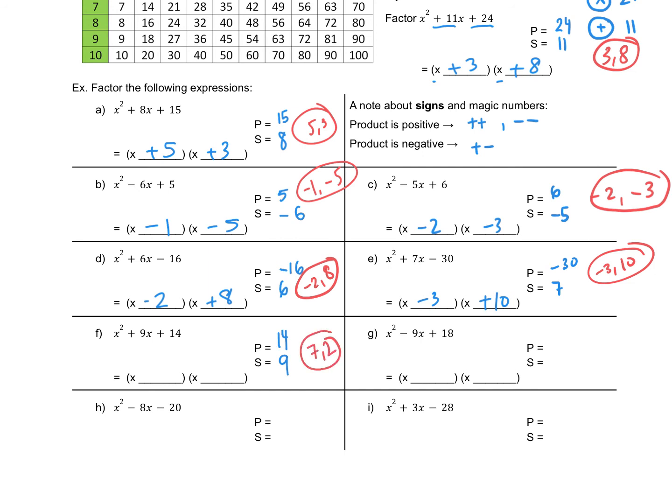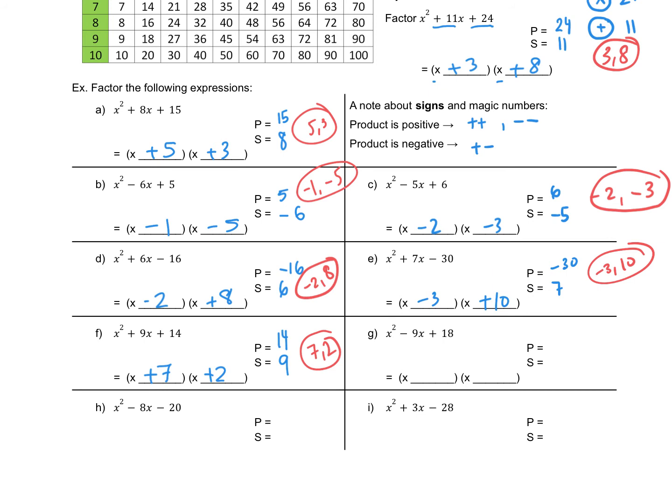So to get 14, there's really only two options, 1 times 14, which doesn't work, or 2 times 7, which does add up to 9 as well. So that's the perfect combination. So x plus 7, x plus 2. And if you wrote it the other way around and you had x plus 2 and then x plus 7 after, perfectly fine.